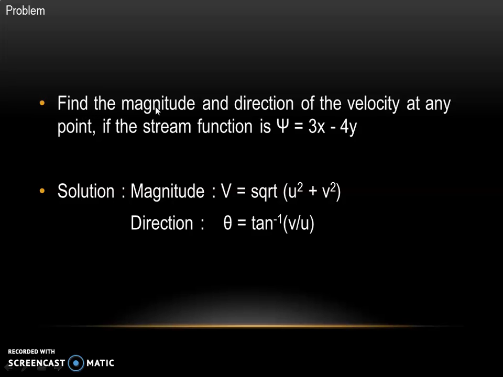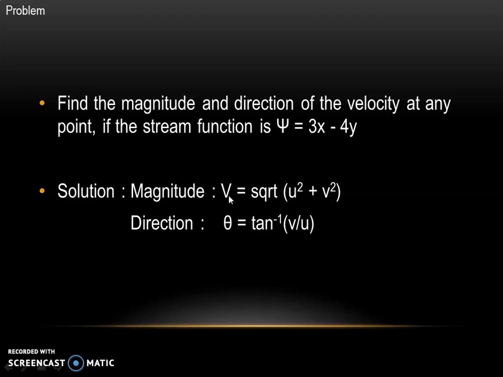In this problem, we need to find out the magnitude and direction of the velocity at any point if the stream function is psi equal to 3x minus 4y. Here we are given the equation for psi, and we need to find out what is magnitude and what is direction of the velocity. Magnitude of the velocity can be found out using equation capital V, which is resultant velocity, which will be equal to square root of u square plus v square. And direction can be found out using theta equal to tan inverse of v by u.